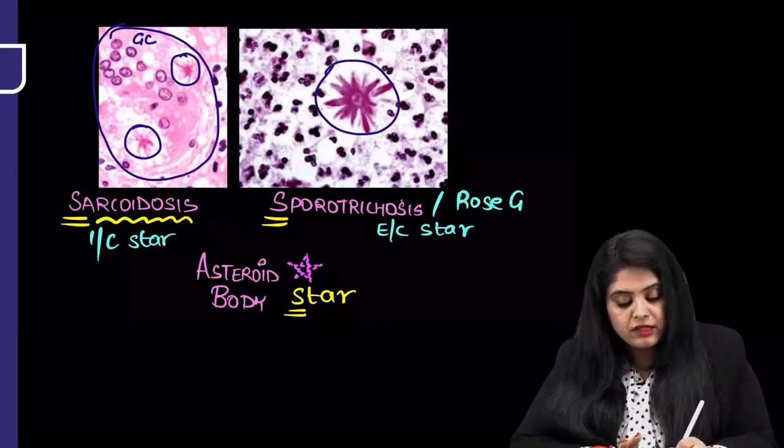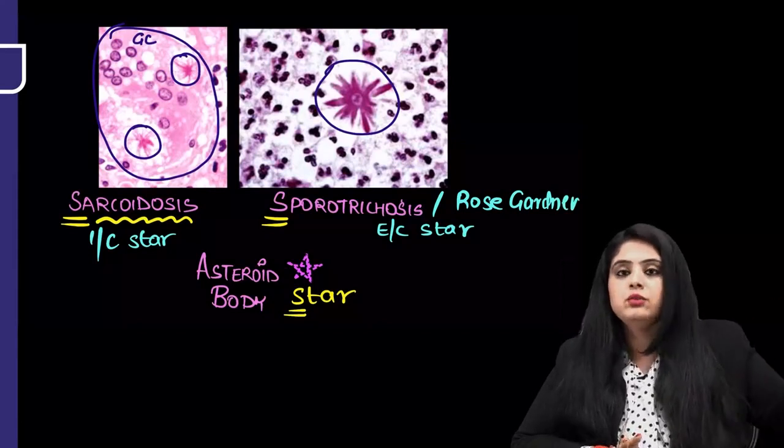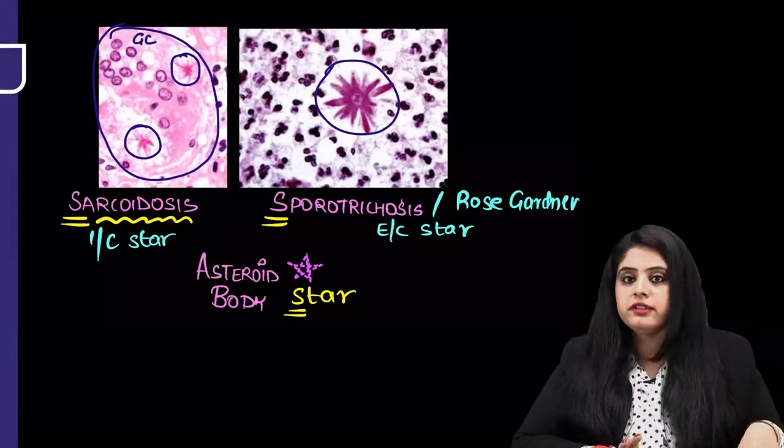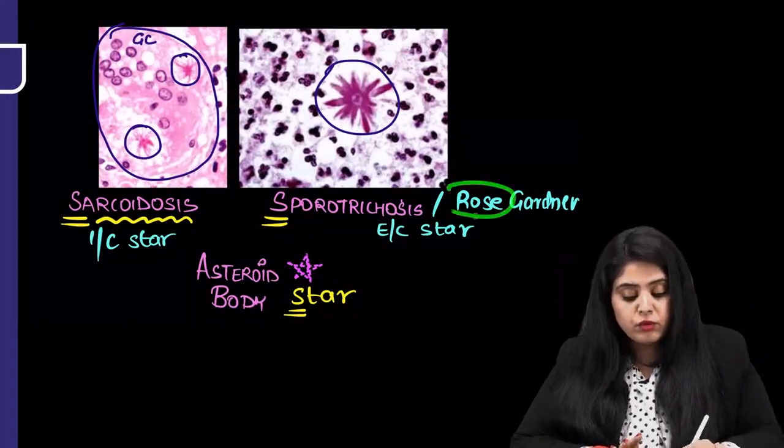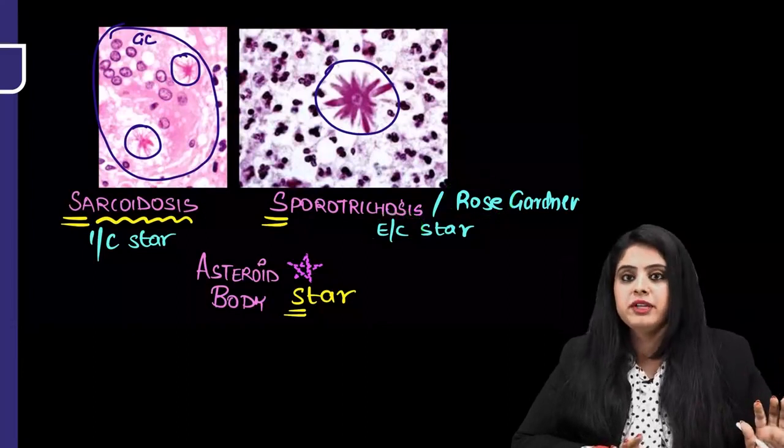Sporotrichosis is the Rose Gardener's disease. Sporotrichosis is Rose Gardener. Rose Gardener will be outside, right? Rose Gardener is not going to sit inside this room. Rose Gardener is going to roam around in the rose field. So Rose Gardener is roaming outside. Therefore, the star is also roaming outside.